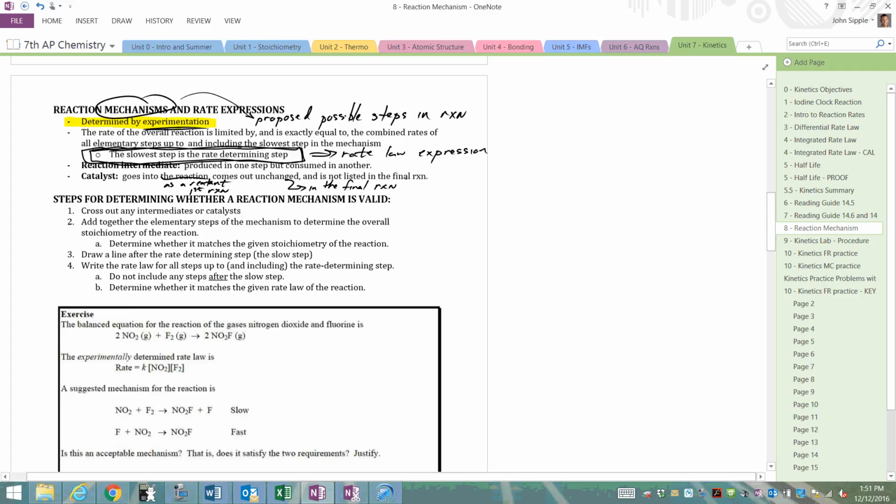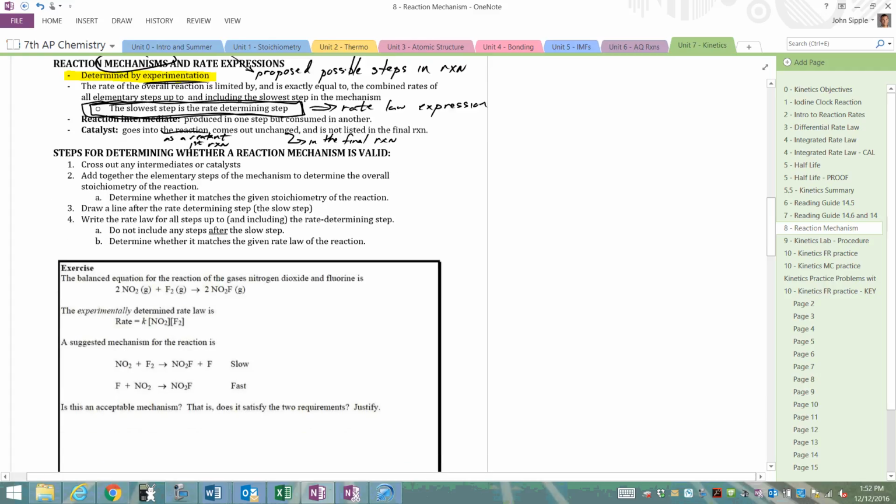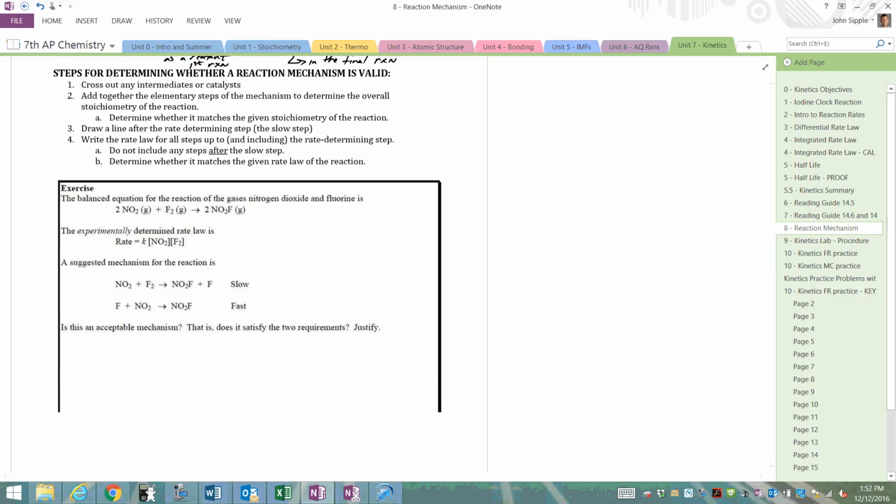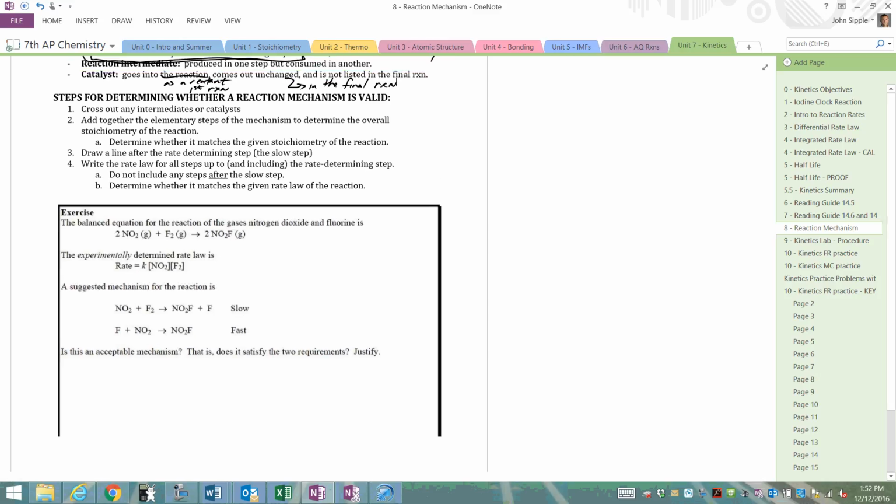We'll practice those a little bit. Here are some steps for determining whether a reaction mechanism is valid or not. We'll take you through these and double check, and we'll do a couple of examples to work through them.